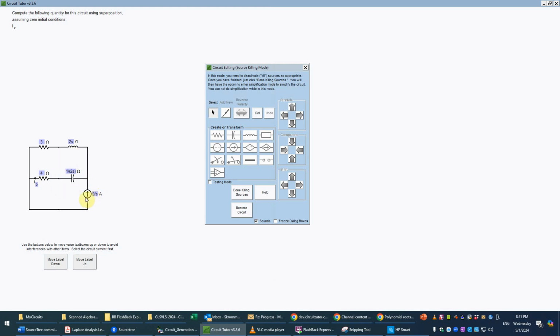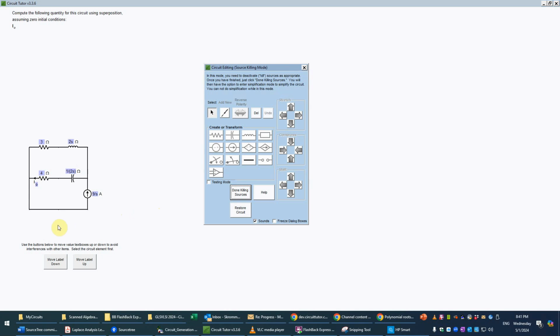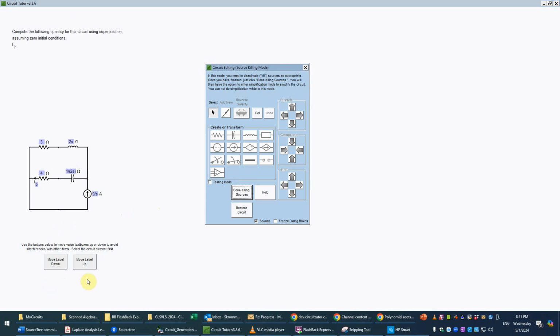We'll keep the other one now. We never want to kill all of them, of course. And then we'll just click Done Killing Sources. That's all we can do in this mode in the circuit editor. Okay, so we'll wait for that to come back out. It takes a moment here because it's doing a lot of calculations behind the scenes.